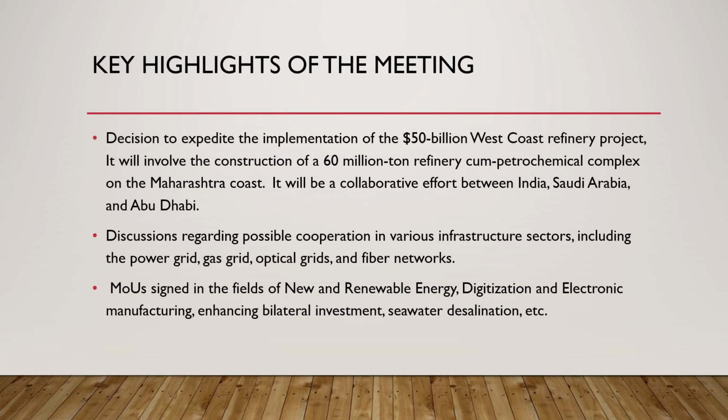What are the key highlights of this meeting? Decision to expedite the implementation of the 50 billion West Coast refinery project. It will involve the construction of a 60 million ton refinery cum petrochemical complex on the Maharashtra coast. It will be a collaborative effort between India, Saudi Arabia and Abu Dhabi. Also, discussions regarding possible cooperation in various infrastructure sectors, including the power grid, gas grid, optical grids, and fiber networks. Also, MOUs were signed in the fields of new and renewable energy, digitalization, electronic manufacturing, enhancing bilateral investment, seawater desalination, etc.